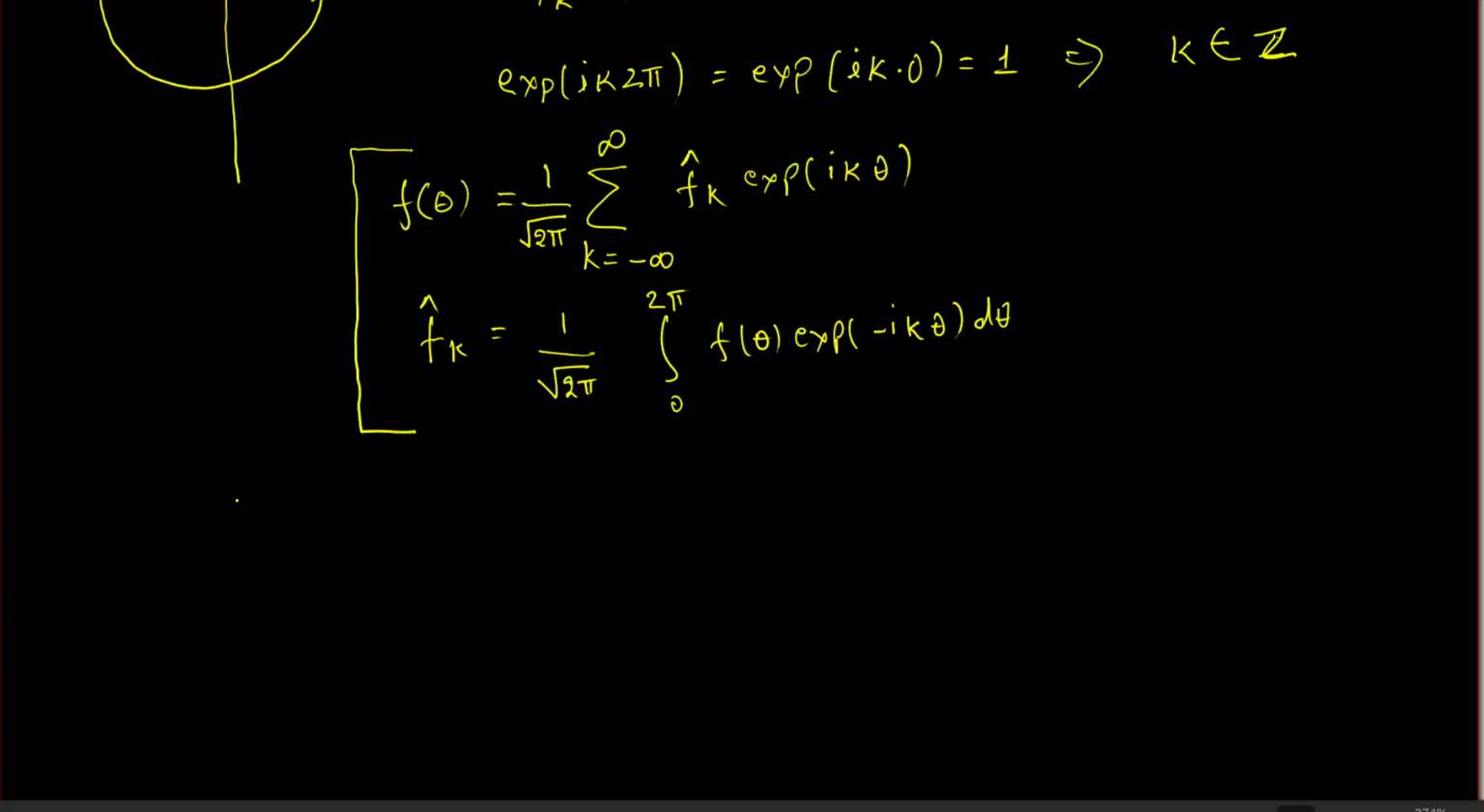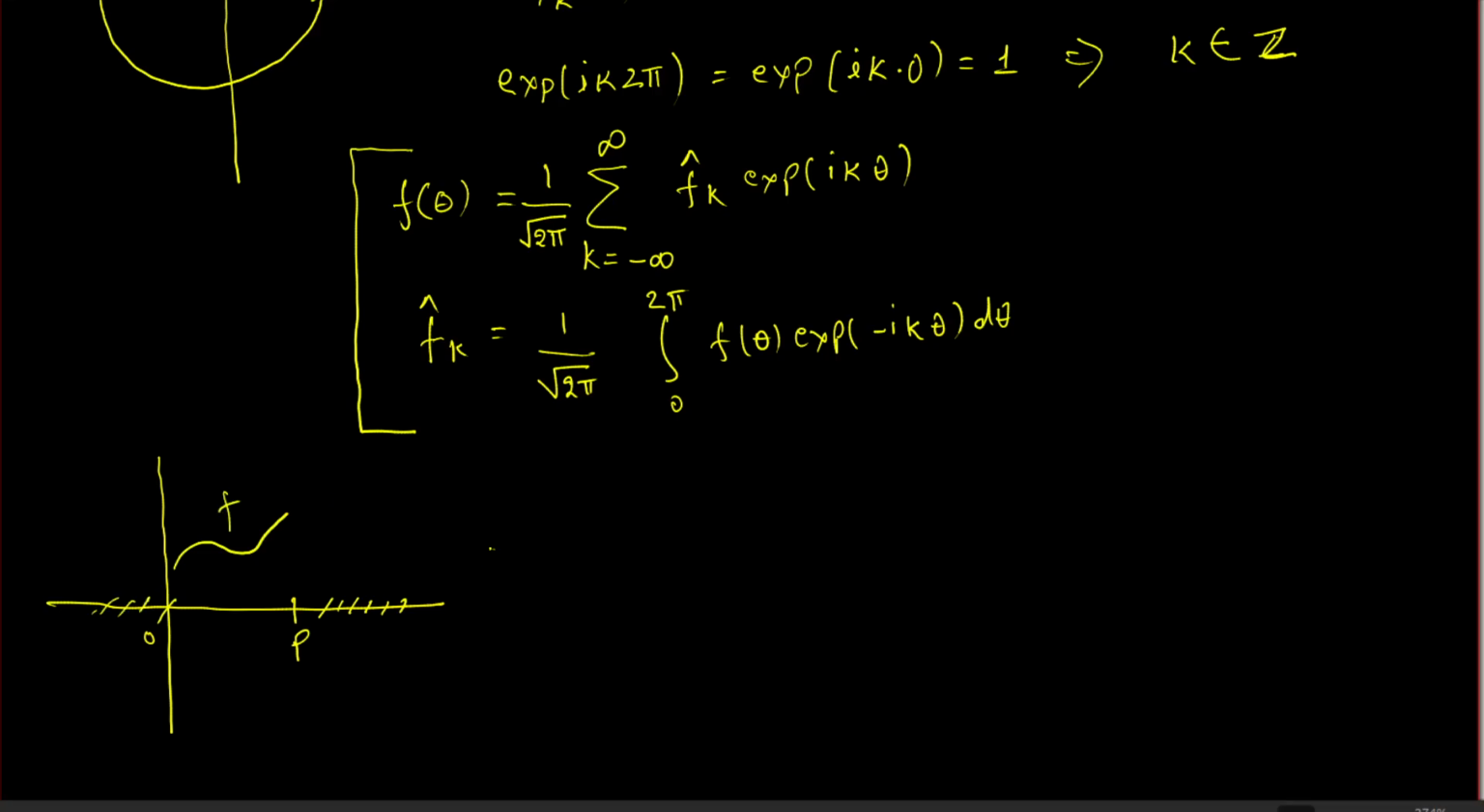Now suppose we have a function on a finite interval, 0 to p, and we have some function defined on this finite interval. It is only defined in this interval. Everywhere else this function is not defined.